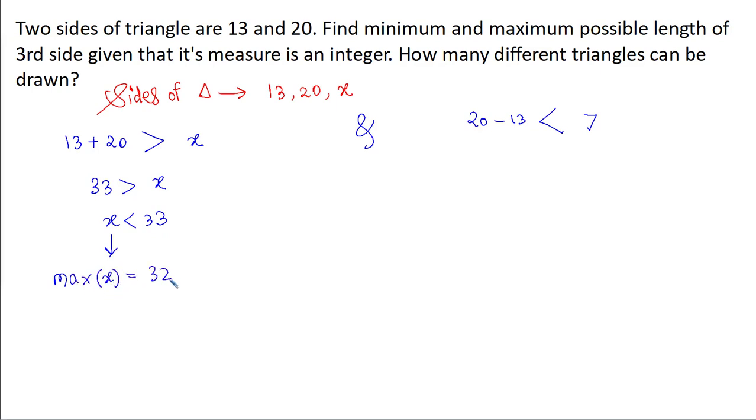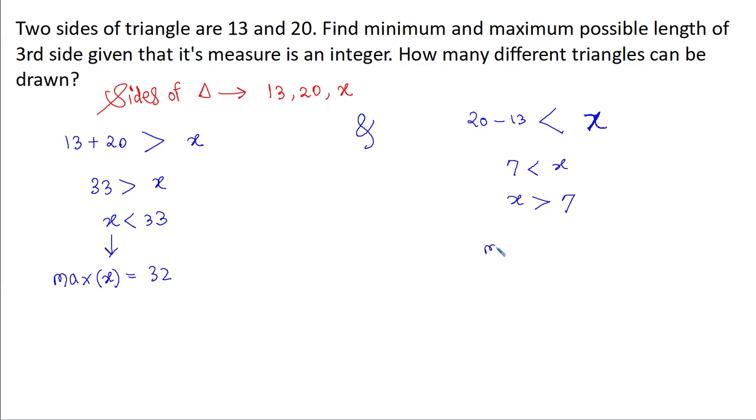Okay everyone, and over here 30 minus 17 should be less than x. Sorry, my mistake, it has to be x here. Okay, so 30 minus 20 minus 13 should be less than x. Okay everyone, so 7 is less than x, means x has to be greater than 7.